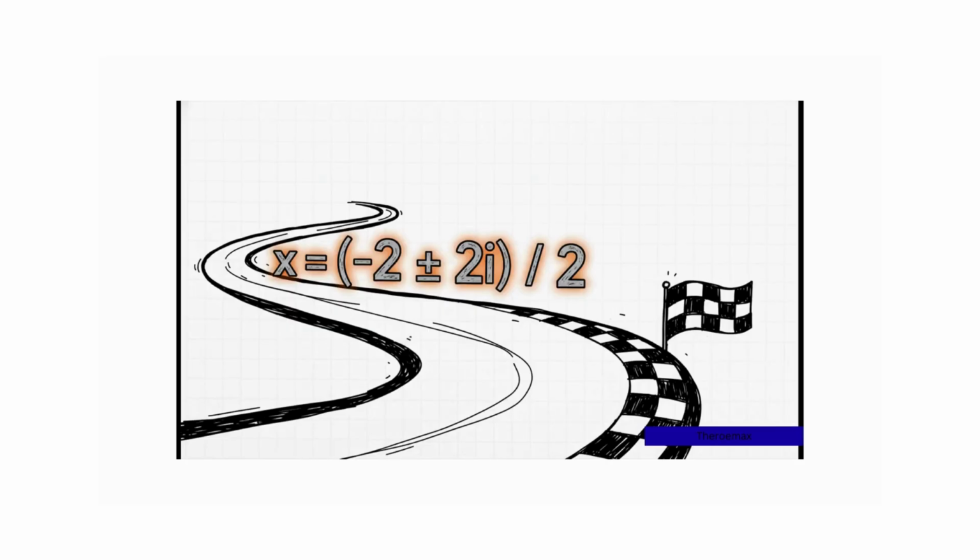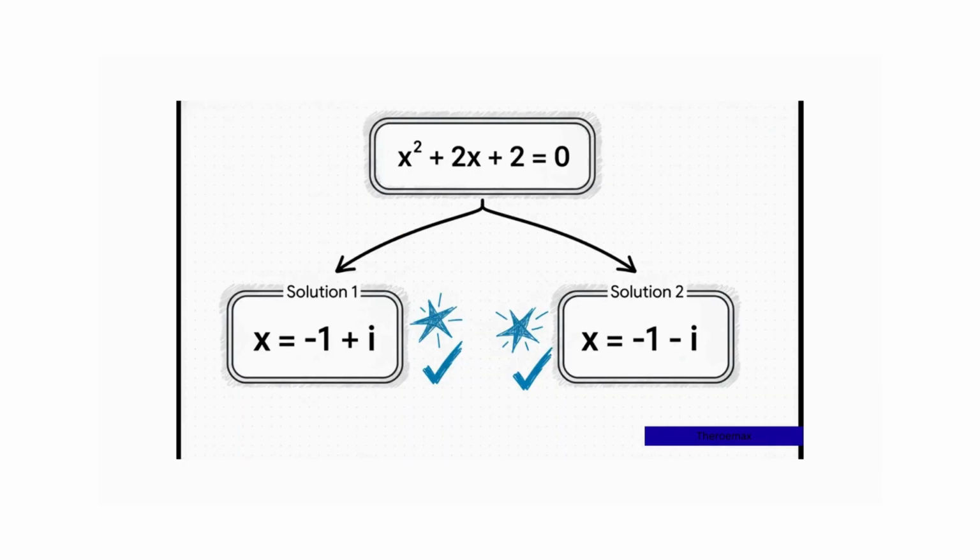So now our equation looks like this. x equals -2 plus or minus 2i, all of that over 2. We are so close now. And after one last little bit of simplifying, we get our answers. And not just one, but 2 of them. x equals -1 + i, and x equals -1 - i. We just found 2 perfectly valid, complex solutions to a problem that used to be impossible.